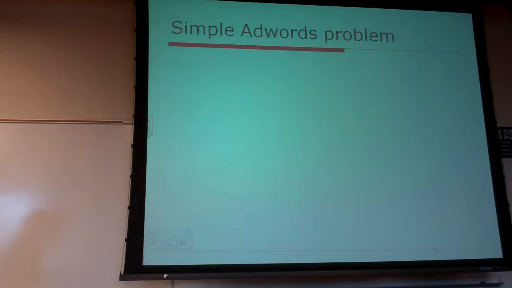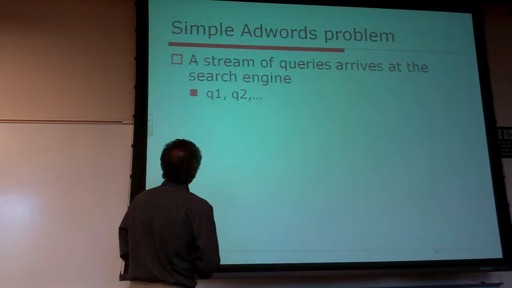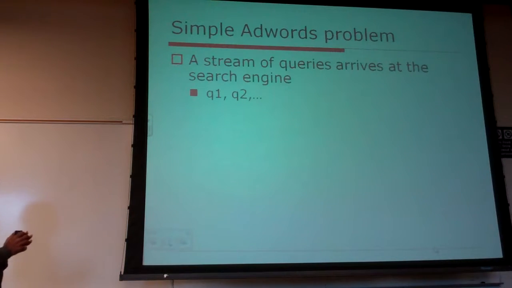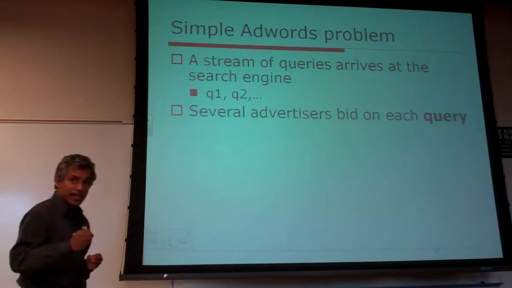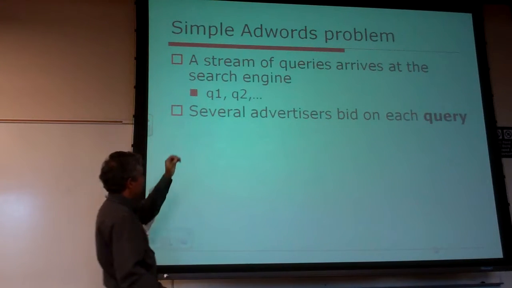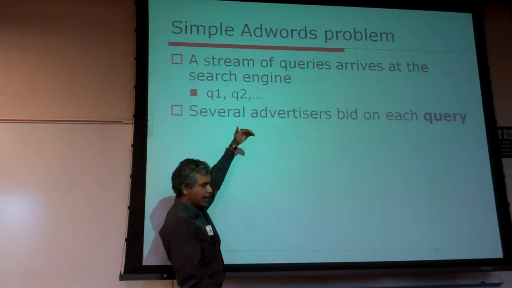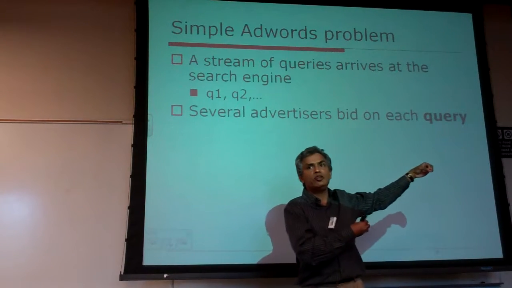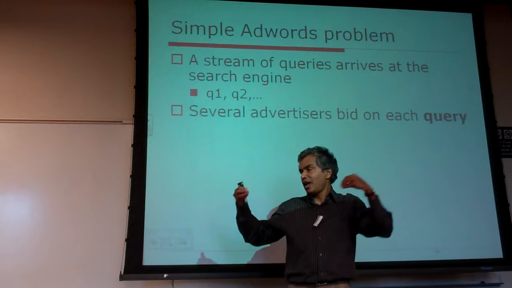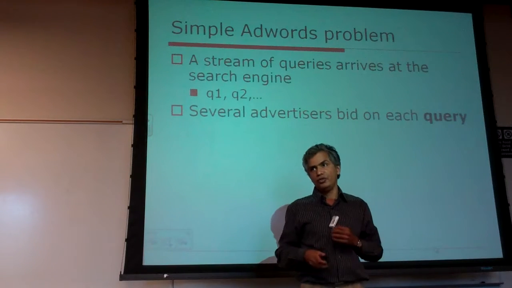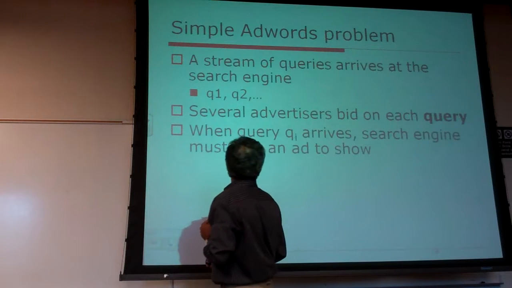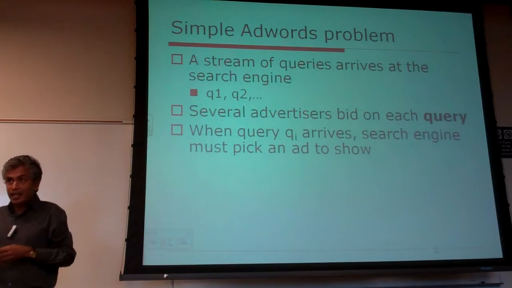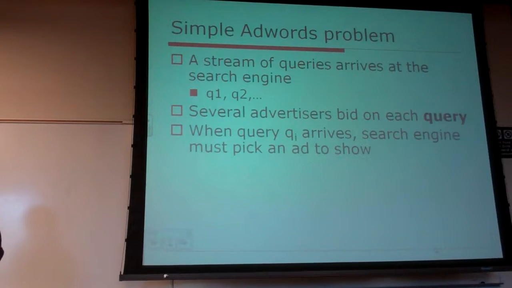So the simplest case of the advertisement problem is the following. Think of there being a stream of queries coming to the search engine, and the advertisers have bid on the queries. They said, if somebody asks query Q1, then we want our advertisement to be shown to that user. And if they are asking for query Q2, we want our advertisement to be shown to the user. Since all of them want to be shown, the search engine basically says, if I were to show them your advertisement, what do I get?